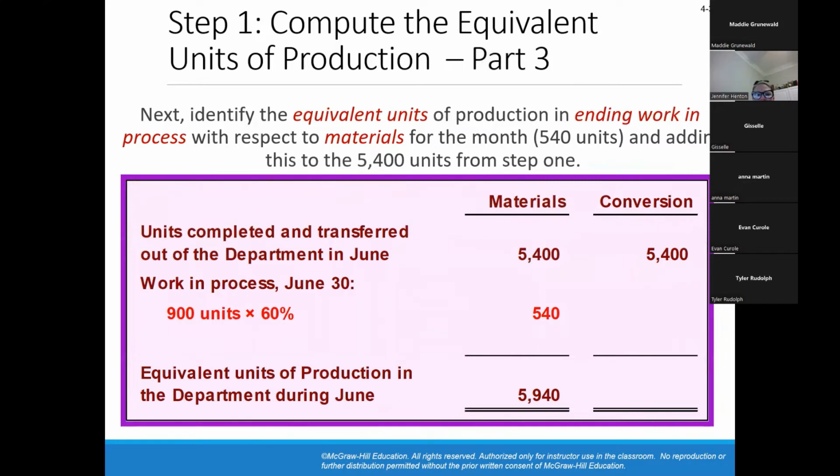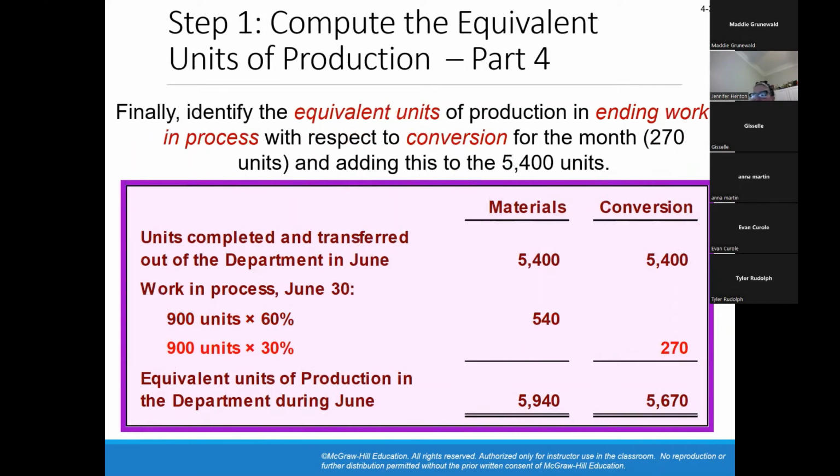So the work in process, we have 900 units at 60%. When you do the math, it's 540. So for the materials, our equivalent units are 5,940. And then we're going to figure out the conversion. We do the same thing. We do the 900 times the 30% to get 270, and we add that to the 5,400. So we have a total equivalent units of 5,670.